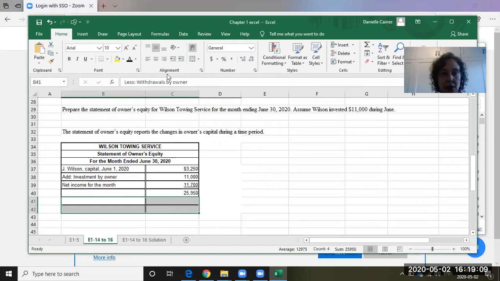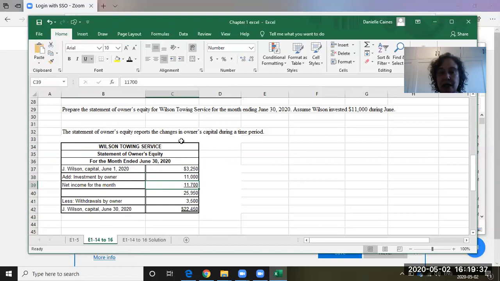So let's get that. So less withdrawals by owner, $3,500, leaves us with J. Wilson Capital at June 30th at the end of the month at $22,450. So the statement of owner's equity is showing what the amount was at the beginning. You add in any investments that the owner made, if they did. Sometimes they may not add an investment in a month. You add in the net income.